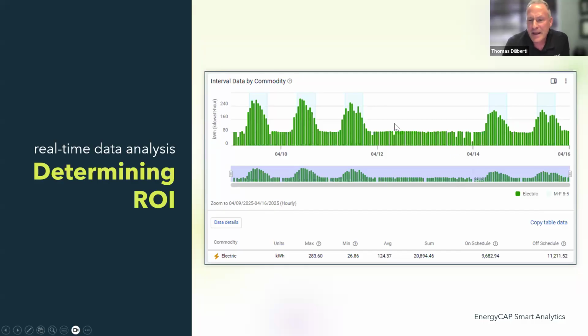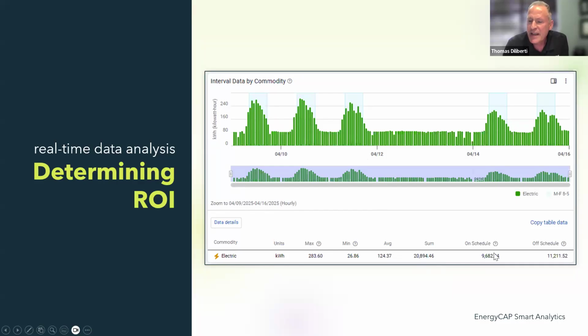Well, you might say, what does that tell you? What it can tell you, and there are some numbers down here, is that this software gives you the ability to determine how much energy was used over this window of time. If you notice down here, it's about 21,000 units of energy. It also tells you how much was used when the building was on schedule. And the scheduled part is the blue part, these blue bars.